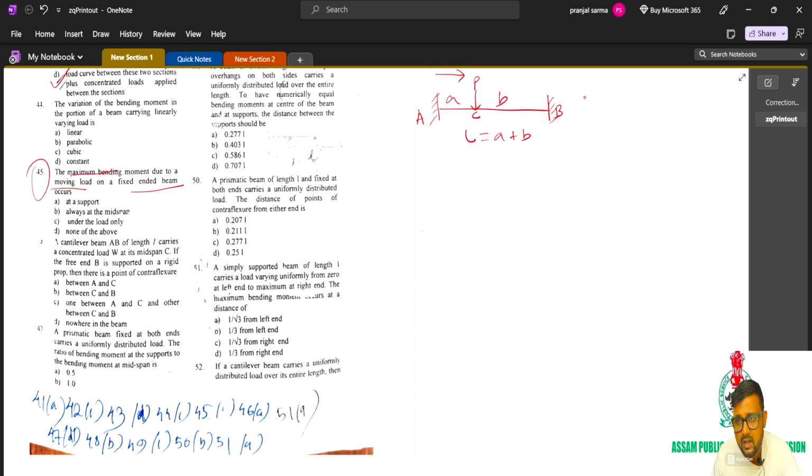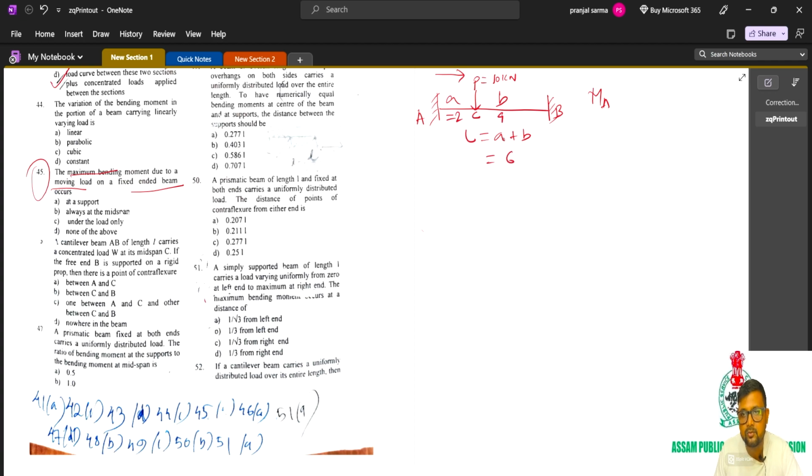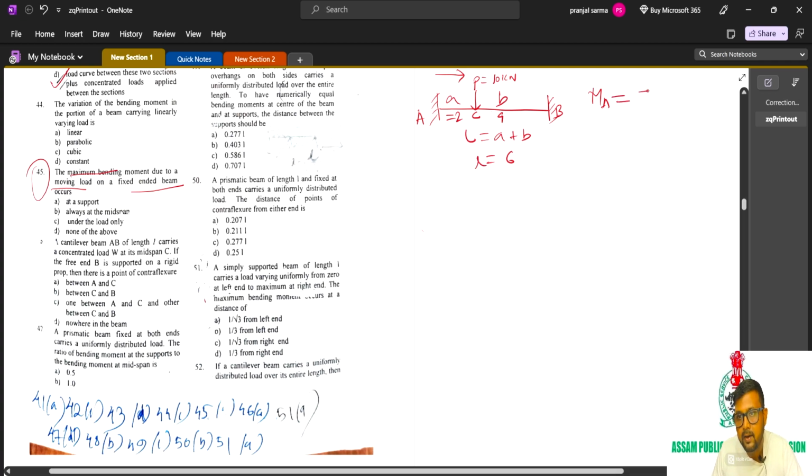Right. Now the fixed end formula, MA is what? Suppose P is 10 kilonewton, and A is equal to 2, B is equal to 4. What is A plus B? 6, 2 plus 4, right? Equal to L. Right. Now what is MA value? Minus P into B square into A by A plus B whole square. You have to remember this formula. This is our standard formula. MB is what? Minus P into A square into B by A plus B whole square, right?